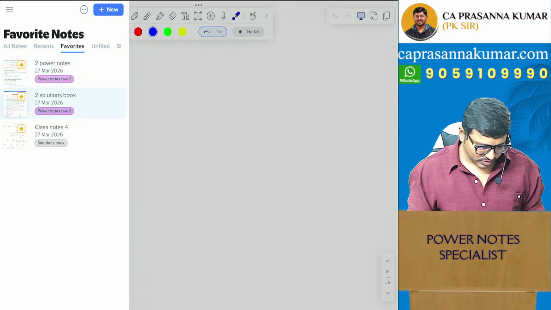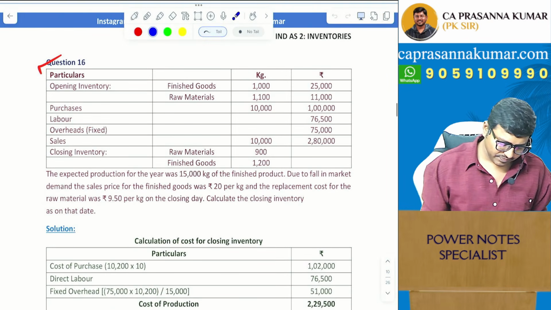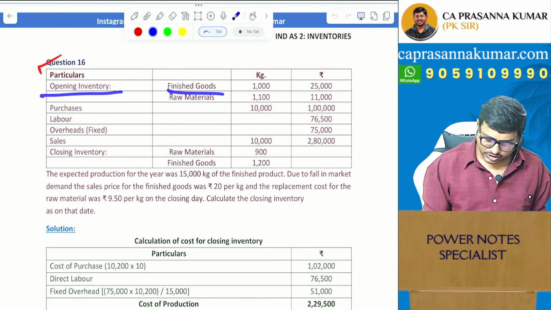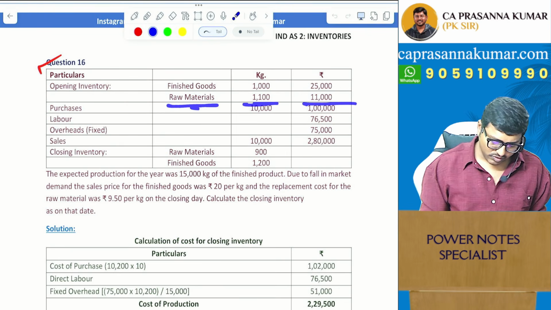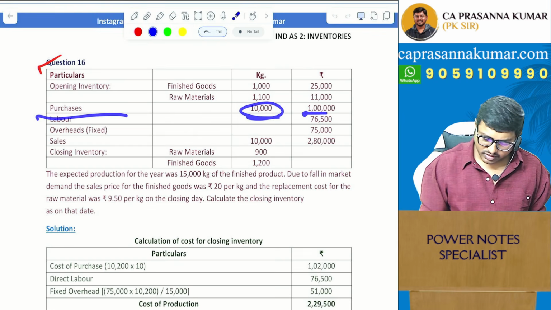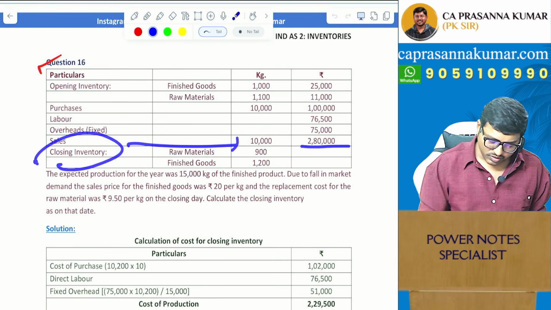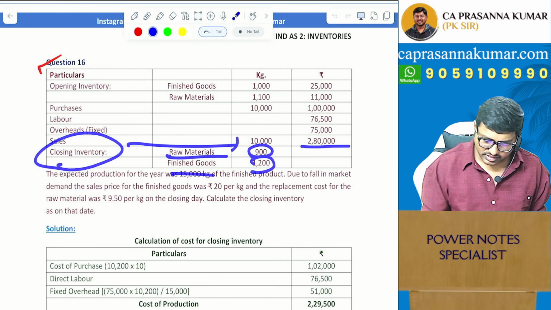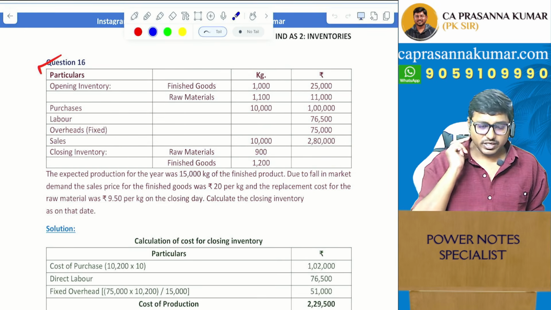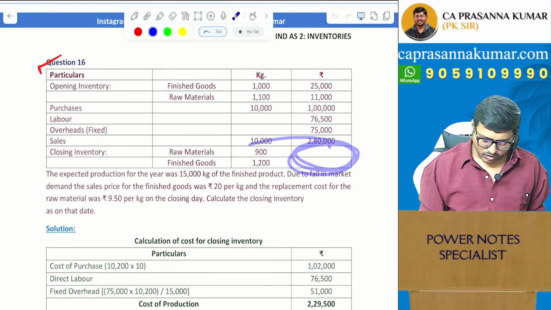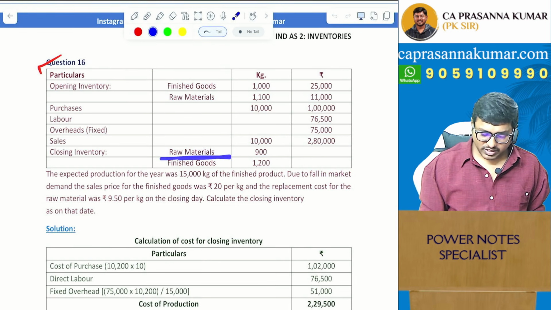Chalo. Now let's go and solve a problem fatafat. Look at this sum. You have opening inventory, finished goods, 1000 kgs, 25,000. Raw material, 1100 kgs, 11,000. And then you have got total 10,000 purchase here, which is 1 lakh. Labor is also given. Overheads fixed is given. Sales, 10,000, 2,80,000. Closing inventory, raw material and finished goods, in kgs it is given. Value is not given. That's what we need to find. Closing value of raw material, closing value of finished goods.